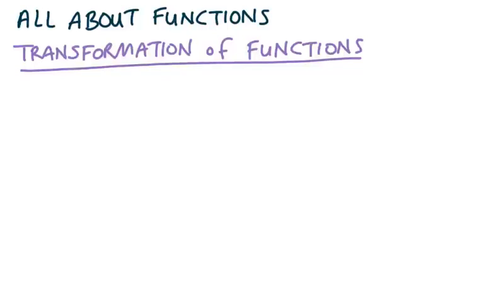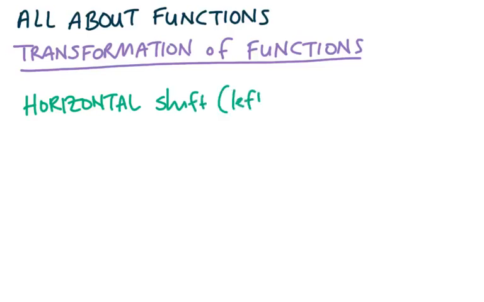Let's talk a bit more about transformation of functions. When we talk about transformation of functions, we mean lots of different things. We could be moving the graph left or right, so we could have a horizontal shift. That's one type of transformation. So horizontal shift means the graph is picking up and moving left or right. We could have a vertical shift, moving the graph up or down.